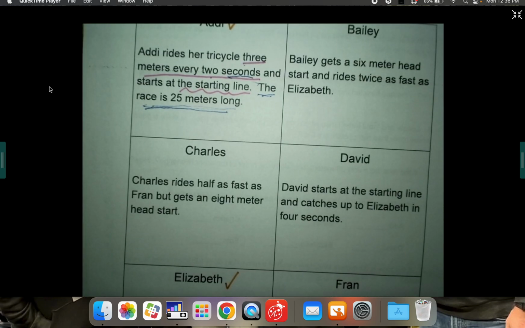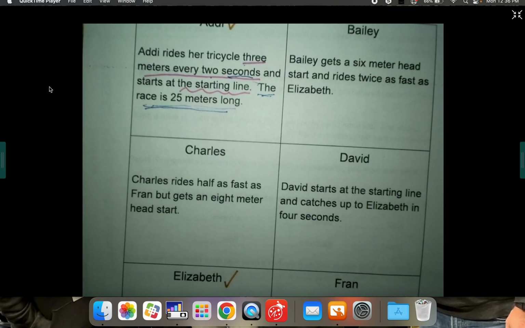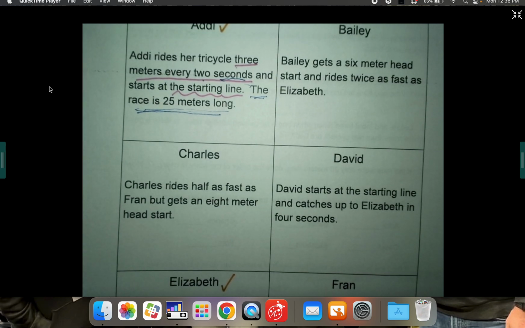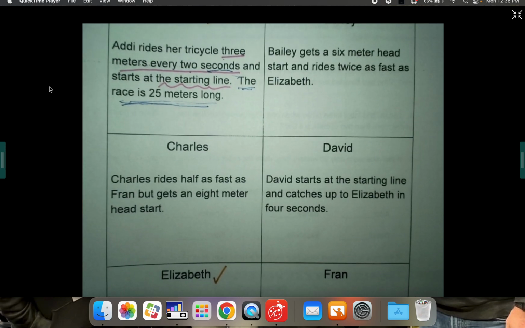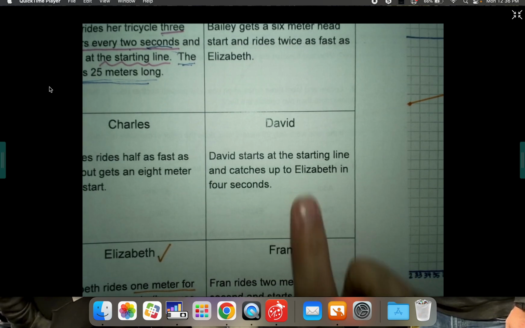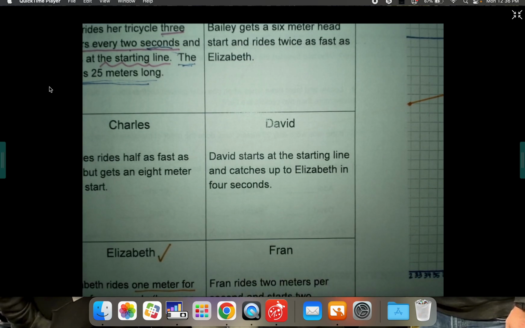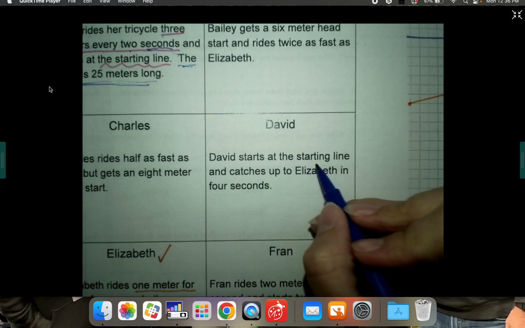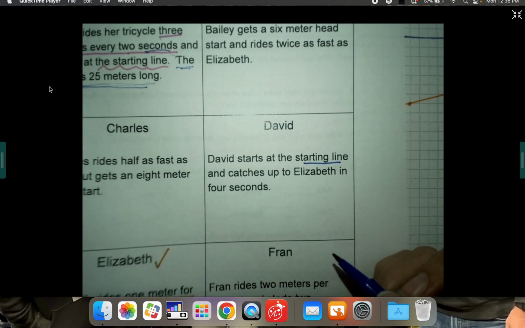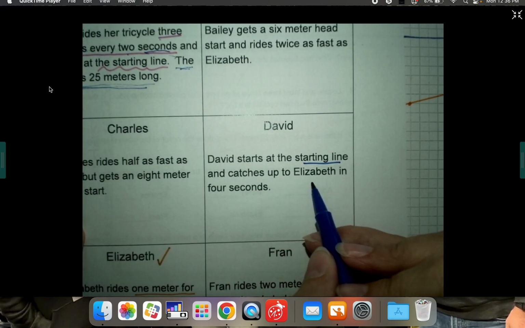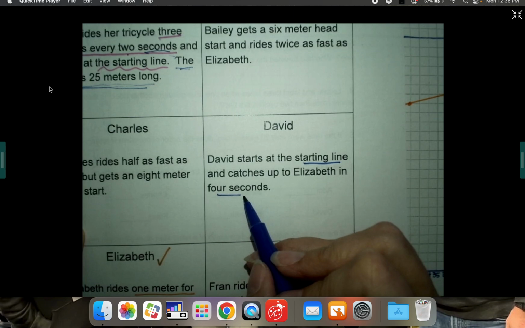So now that we have Elizabeth's, who should we do next? Should we go up to David's because his depends on Elizabeth? Let's go to David next. I'm going to make David's blue. David starts at the starting line, totally not cheating, and boom, he catches up to Elizabeth in just 4 seconds.